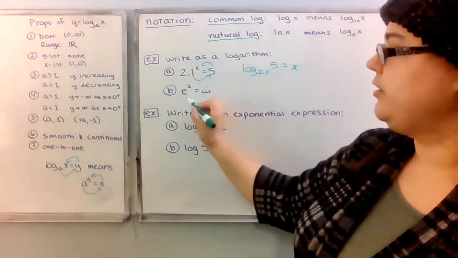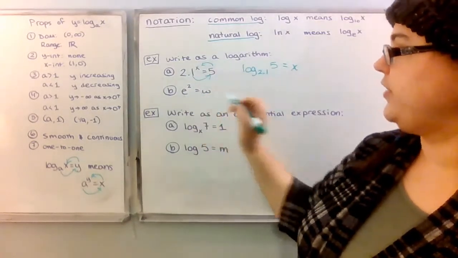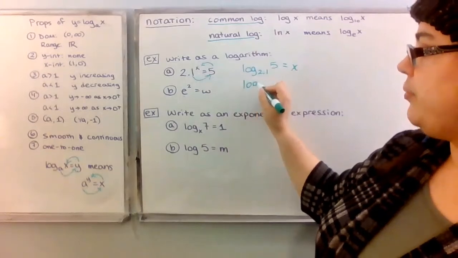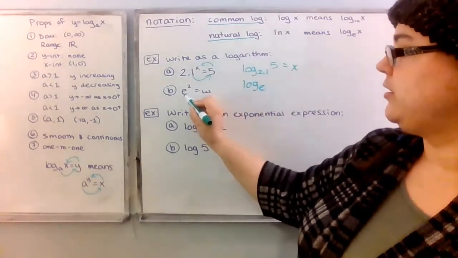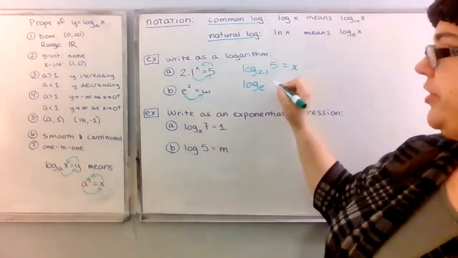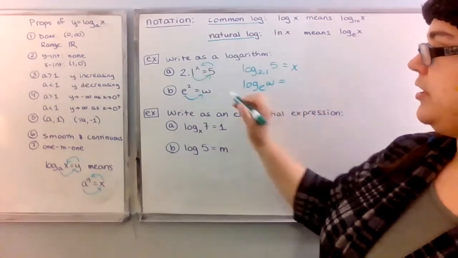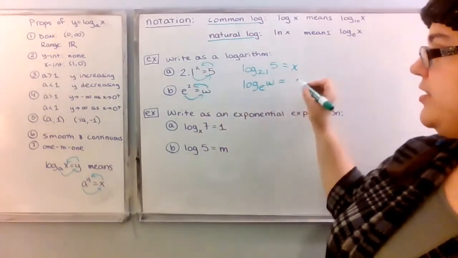So same thing here. We have a log with a base of e. So log base e. Here's our argument w. And that's going to equal the exponent of 2.